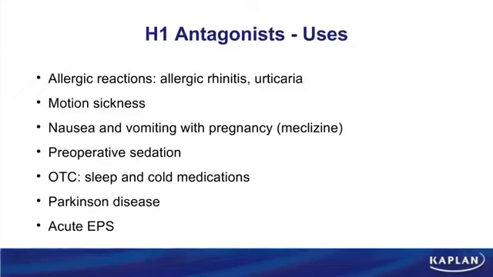For Parkinson's disease, we take advantage of the fact that first generation drugs block muscarinic receptors, which has some benefit in either Parkinson or acute EPS. In both cases, you see increased levels of acetylcholine, and thereby blocking muscarinic receptors is helpful.